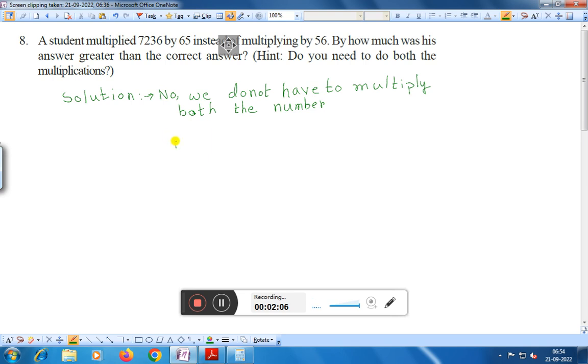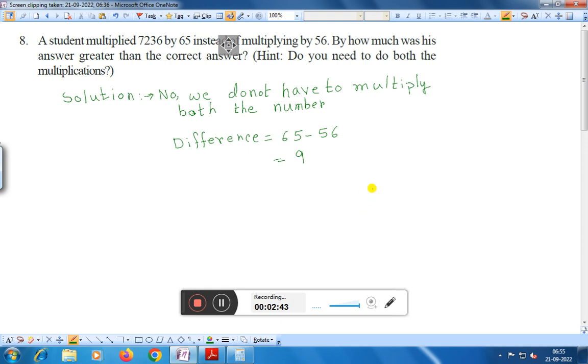The difference is 65 minus 56, that is 9. The difference is 9. That means if we multiply 7236 by 9, we will get the answer. Let us multiply 7236 by 9.